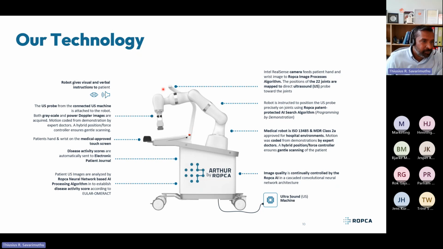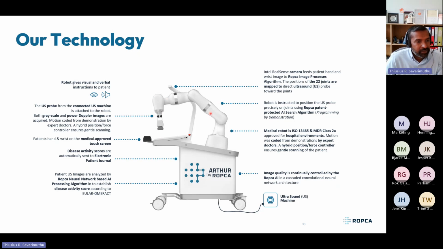So for instance, up here in the current platform, we have a camera system. We have an RGBD camera now and not a stereo camera, but the purpose is the same. This camera creates an overview image of the hand of the patient when it's placed on the touchscreen here. And we still have the robotic arm. It's not a UR arm anymore, it's a KUKA arm. And we have the probe mounting.